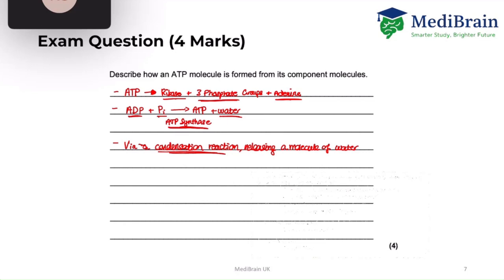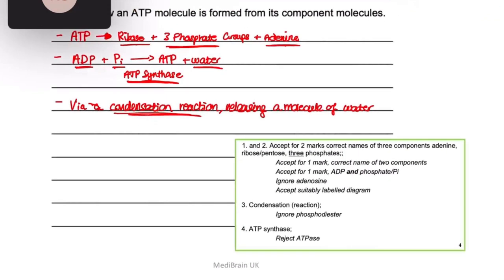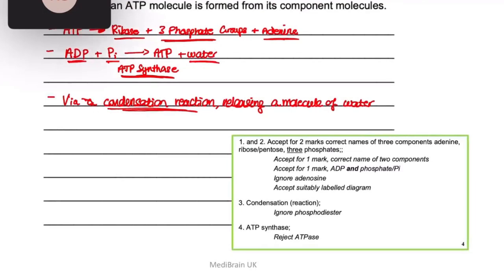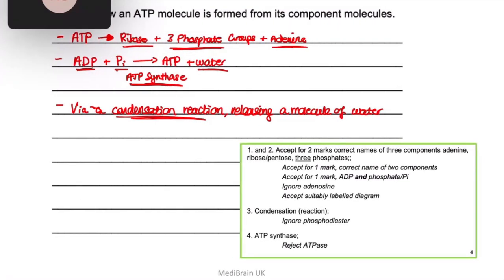Obviously, it doesn't seem that scary once you've literally jotted down everything you know. So the mark scheme accepts 2 marks for the correct name of 3 components: adenine, ribose, and 3 phosphates. Ribose, 3 phosphates, adenine. So we've got 2 marks there. Condensation reaction, which we stated there, and ATP synthase, which we stated there. Okay, and that would be worth 4 marks.